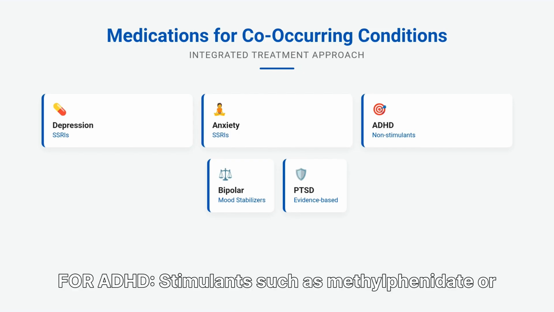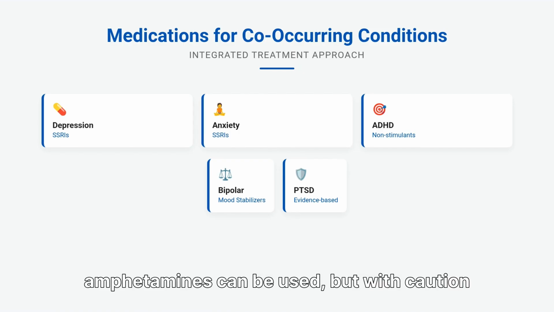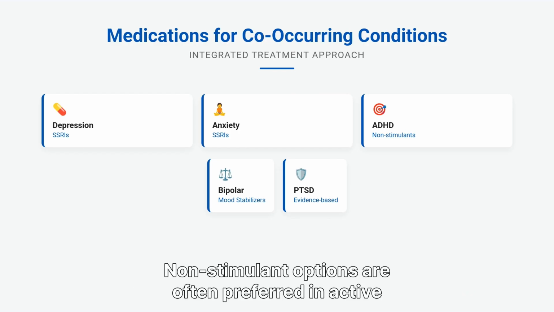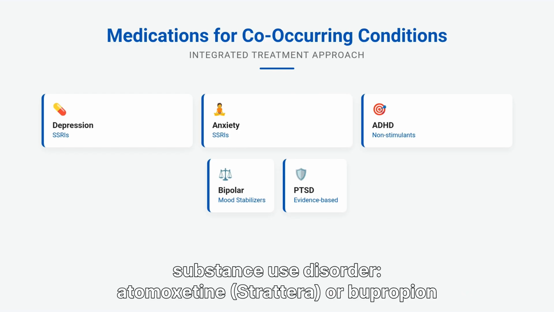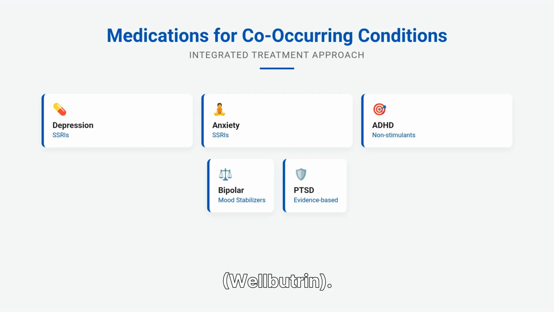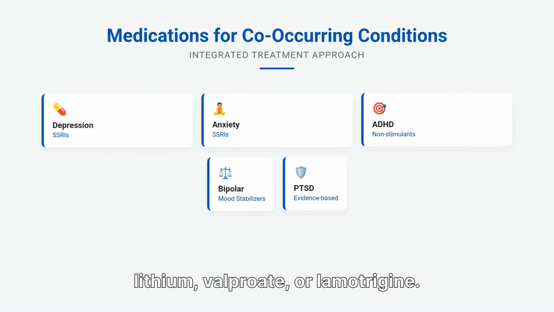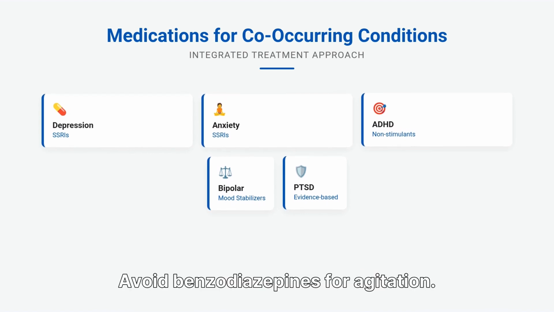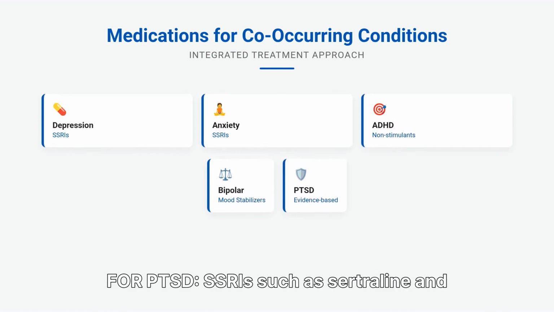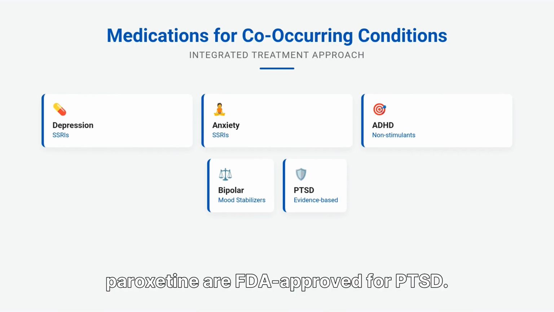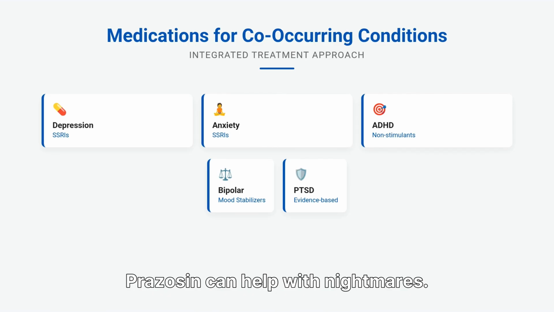For ADHD, stimulants such as methylphenidate or amphetamines can be used, but with caution and close monitoring for misuse. Non-stimulant options are often preferred in active substance use disorder: atomoxetine, Strattera, or bupropion, Wellbutrin. For bipolar disorder, mood stabilizers such as lithium, valproate, or lamotrigine. Avoid benzodiazepines for agitation. For PTSD, SSRIs such as sertraline and paroxetine are FDA approved. Prazosin can help with nightmares.